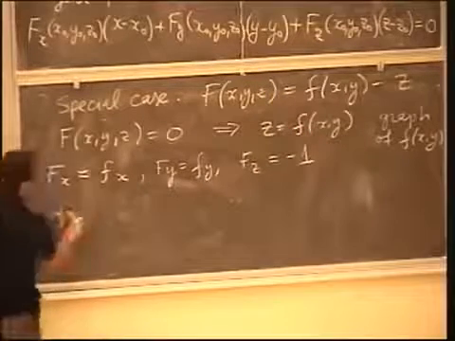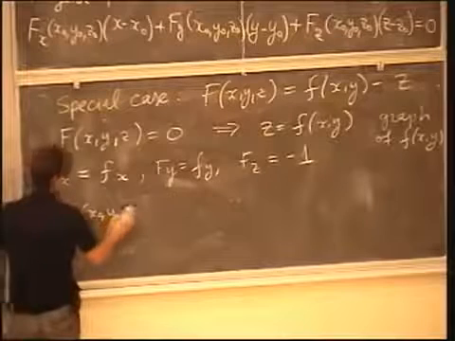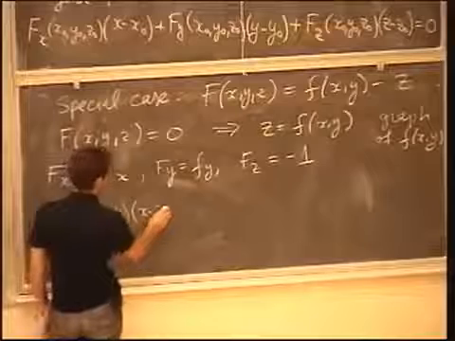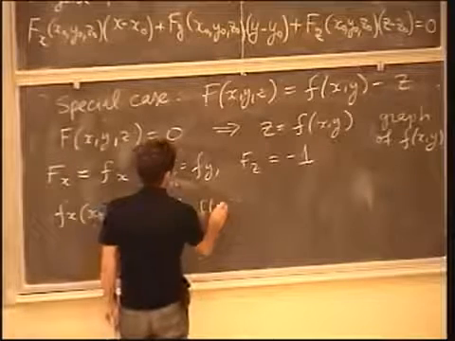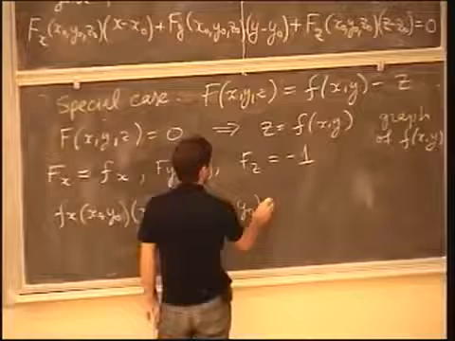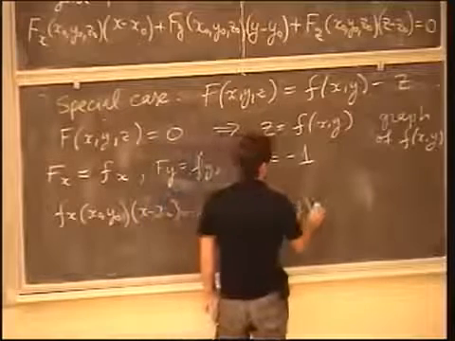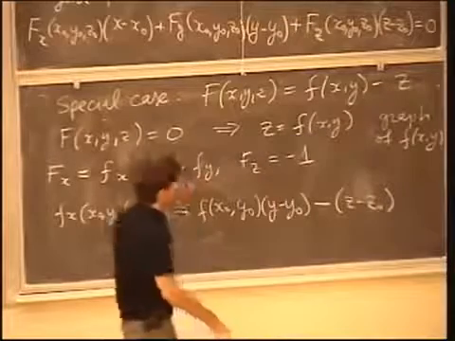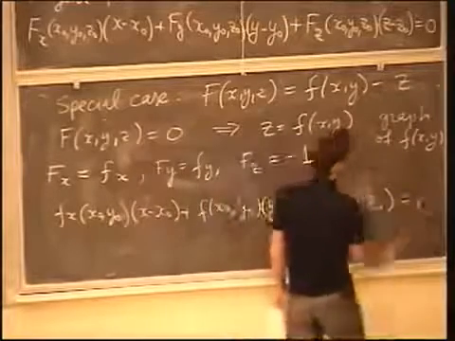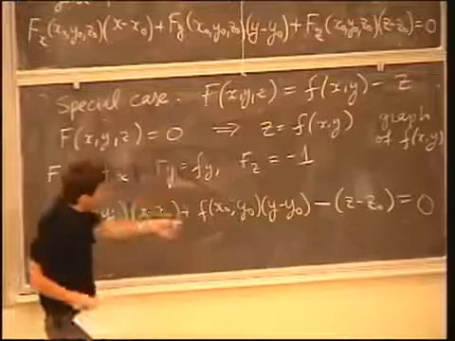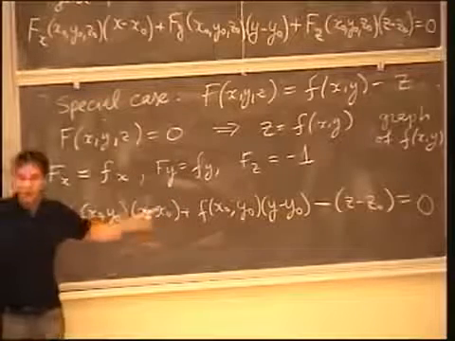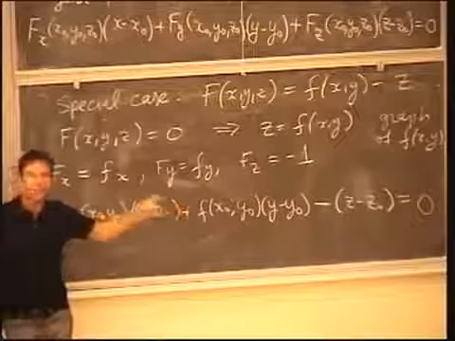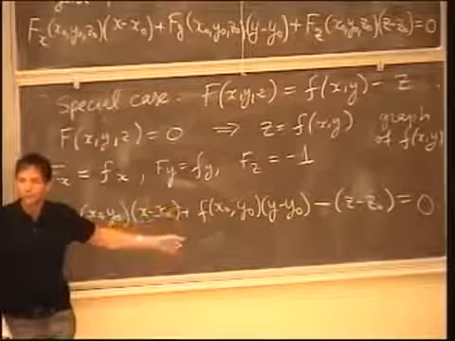We get f sub x of x0, y0 times x minus x0, plus f sub y of x0, y0 times y minus y0, minus z minus z0, equals 0. And now we recognize the equation of the tangent plane to the graph, which we have known already. This is the one which we got already 2 weeks ago when we talked about differentials and linear approximation.